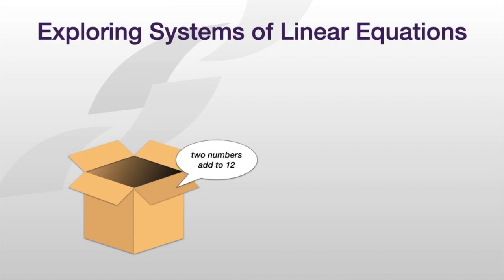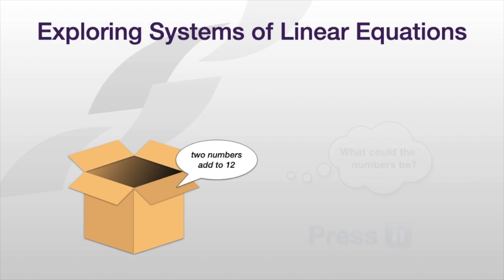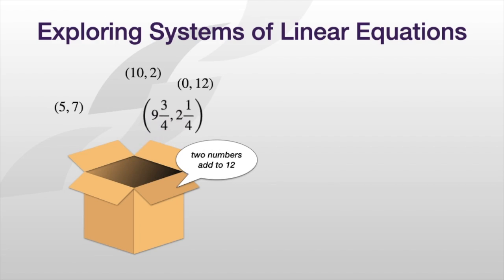Two numbers add to 12. What could they be? Take a moment to think about pairs of numbers that make this statement true. You might have offered 5 and 7, 10 and 2, or 0 and 12. Notice that we can represent these numbers as ordered pairs. We're not limited to whole numbers. We can think about pairs of fractions, decimals, and integers that add to 12. The number of possibilities is infinite.